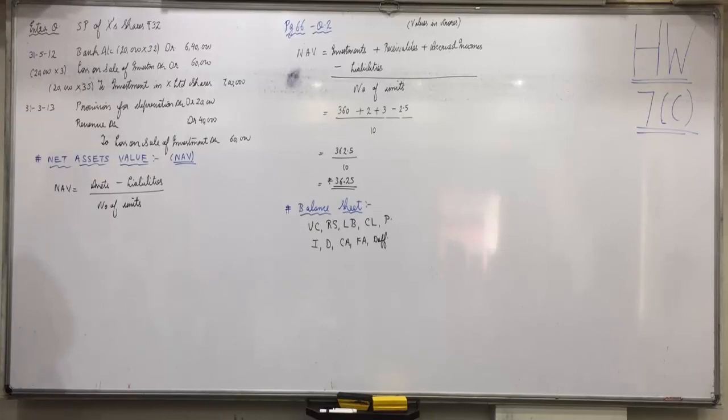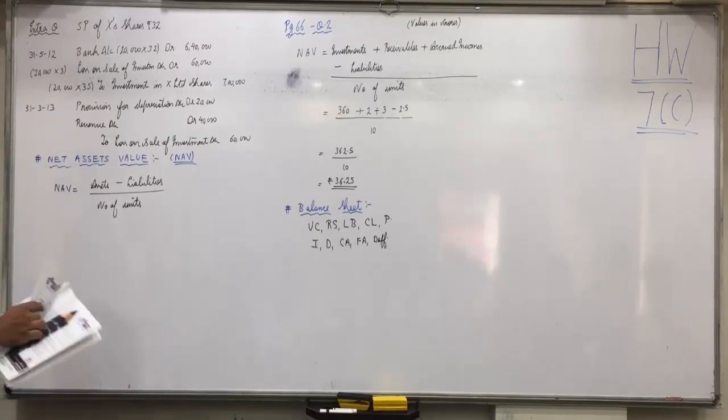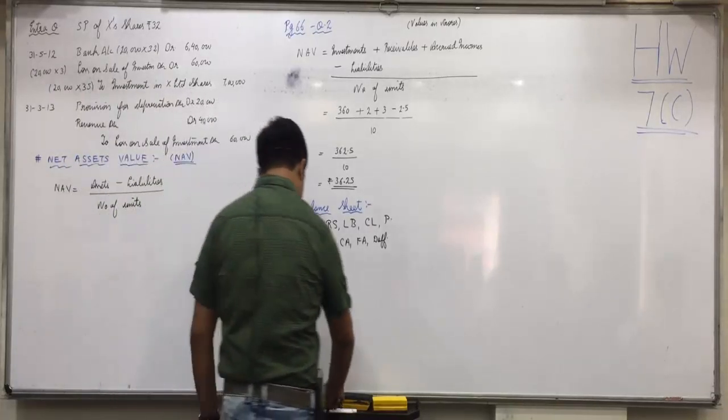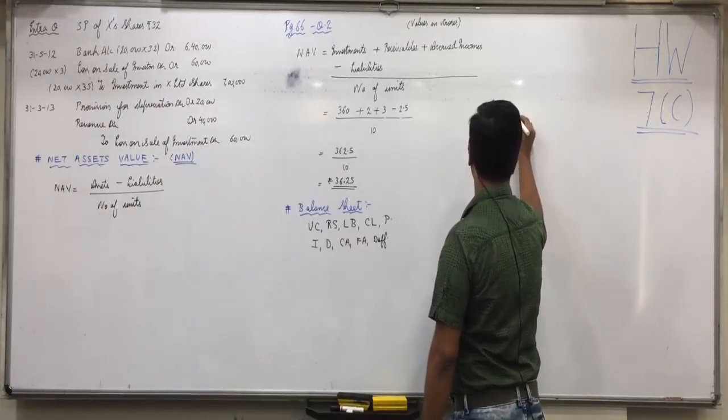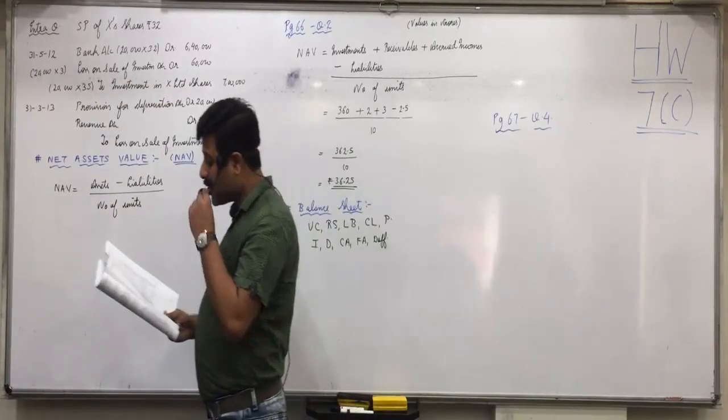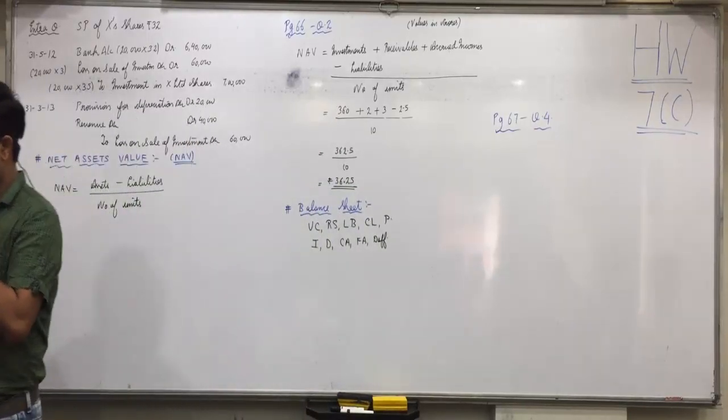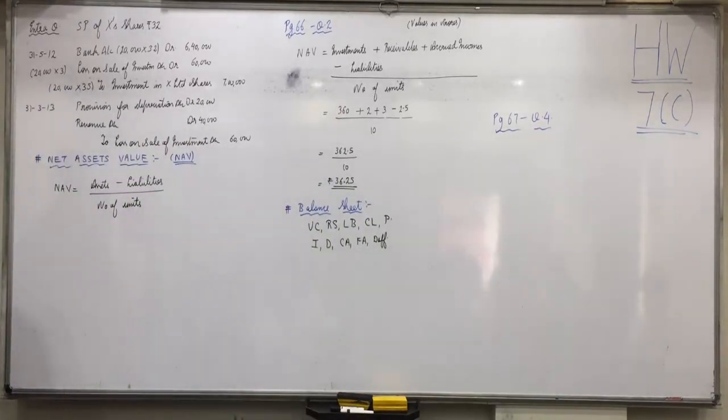Okay. Look at page number 67, question number 4. Read it. Prepare the balance sheet of NKC Mutual Fund Scheme for the year ended 31st March 2012 from the following information given below. Listed securities. Where will you show this listed equity shares? Investments. For mutual fund, equity shares are always investments. Market as I. Rupees are in lakhs already.